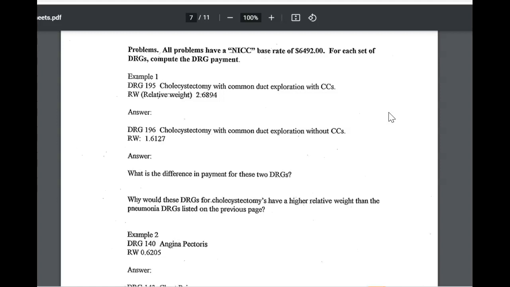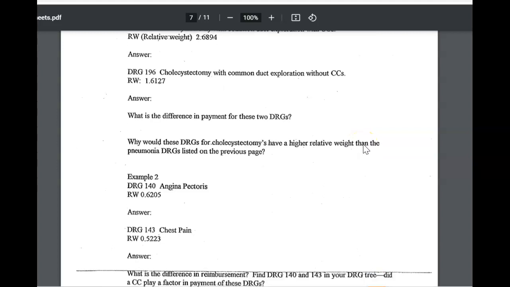$17,459.58. So the next one. This one was with CCs. This one's without CCs. So the relative weight is 1.617. You times it by the hospital base rate, and that's going to be $10,497.56. Okay, so you can see the difference. Of course, with the complication, it's higher than the second one.